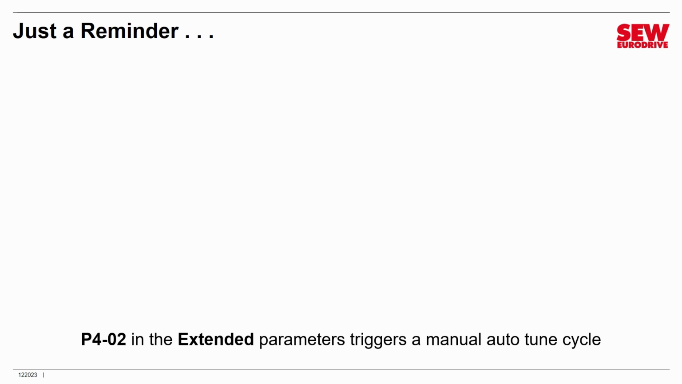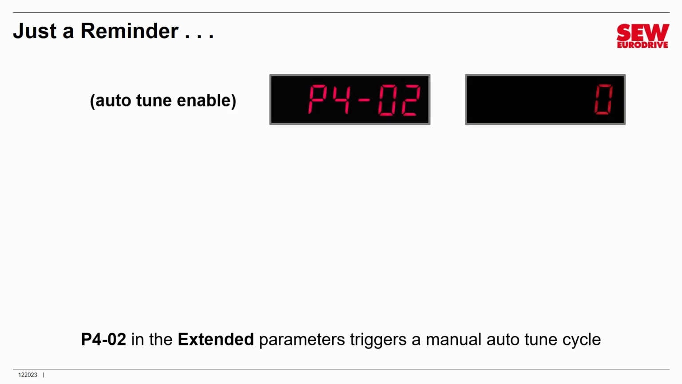Just a reminder, I told you this way back in the beginning, but you may have forgotten it now. If the auto tune does not run for some reason, you can always force one by going to parameter 4-02 in the extended parameters, and you can trigger it that way. Do this from the keypad. So go to this parameter. It's normally set to 0. If you change it to 1, that will force an auto tune to begin immediately.